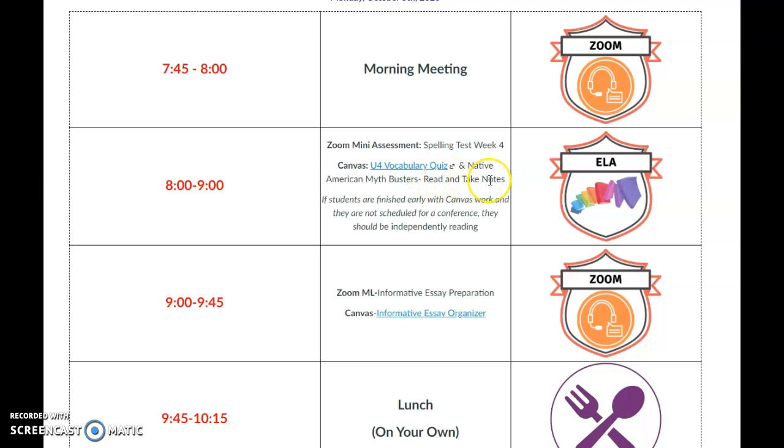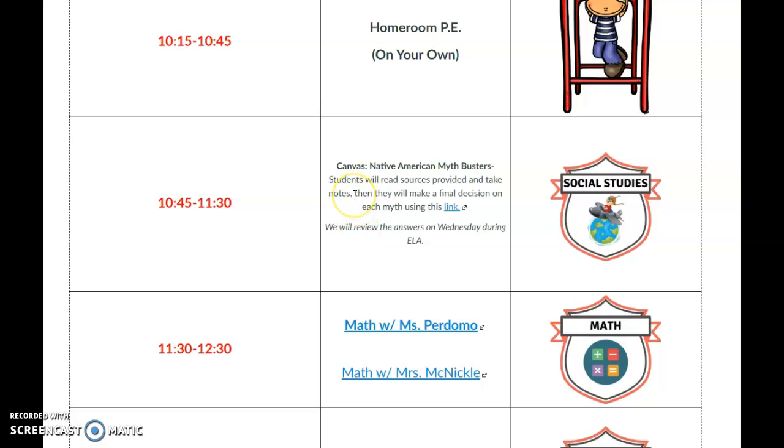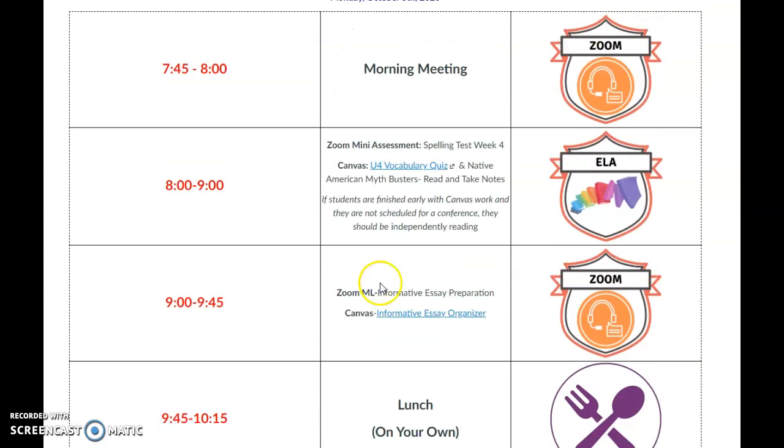They read and took notes for the first part of the day, and then later towards our resource time, since we didn't have resource, they continued working on that activity. Ultimately, they're going to make a final decision whether or not certain myths are true or false based on the sources. And so that was an activity that we worked on today.